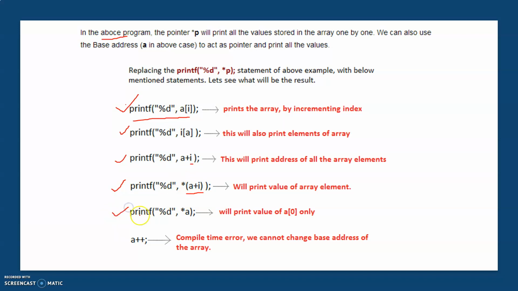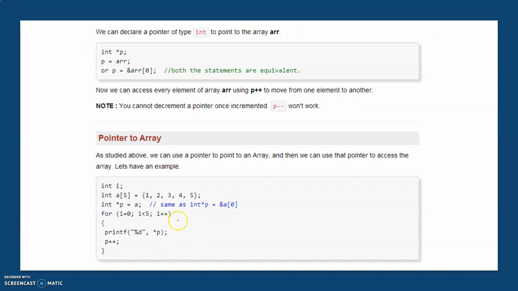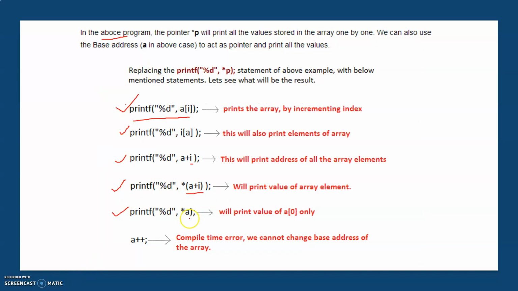The next one is printf("%d", *a). This one is very easy. It will print the value of a[0] only. Why? Because there is only one element present. *a, the address of a. *a means, as in the previous example I showed you, here it is written *p. *p means we can easily write it as p = &a[0]. Similar case, *a means a equals a[0]. So *a means a[0] only will be printed.